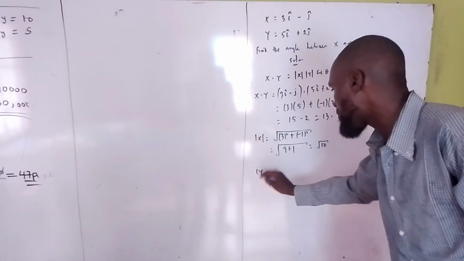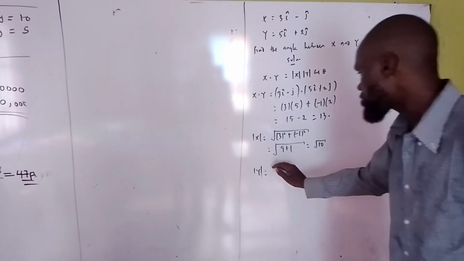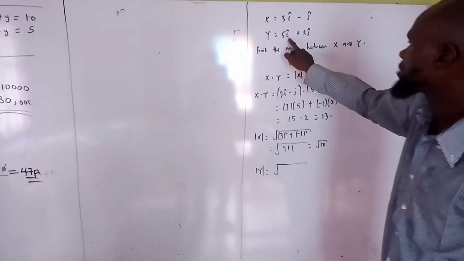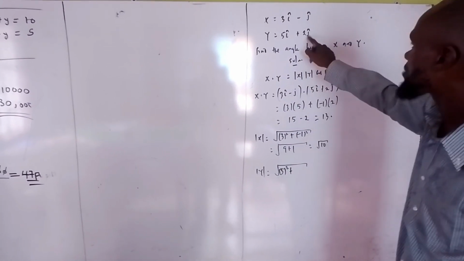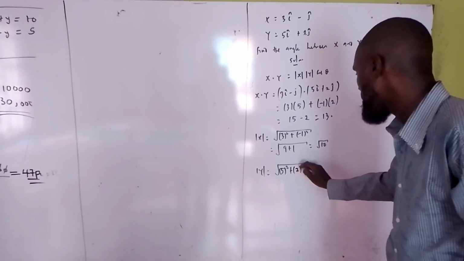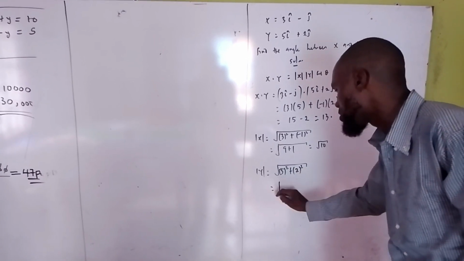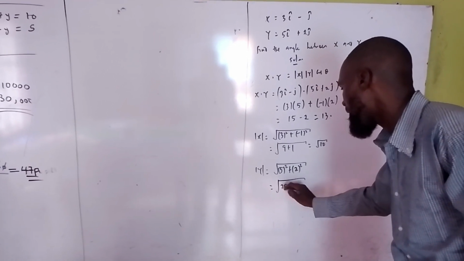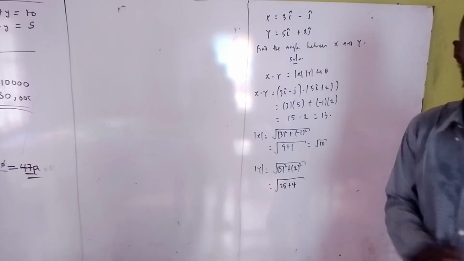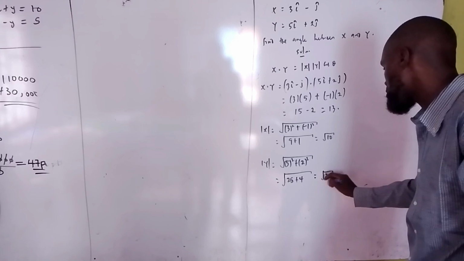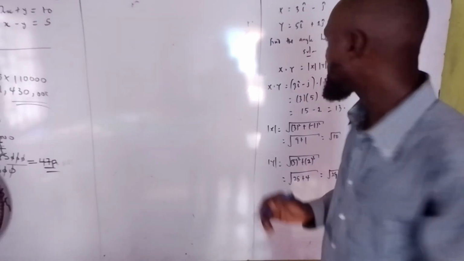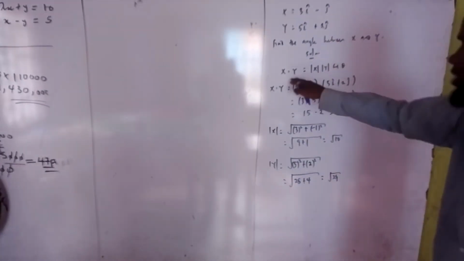The magnitude of y will be the square root of, we look at the coefficient of i here, 5, we square it, plus we look at the coefficient of j here, 2, we square it. So this will give us nothing but the root of 25 plus 4. So this will give us the square root of 29. From there, we substitute into this.